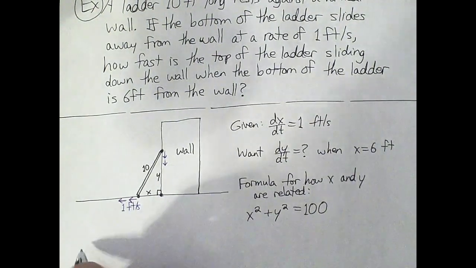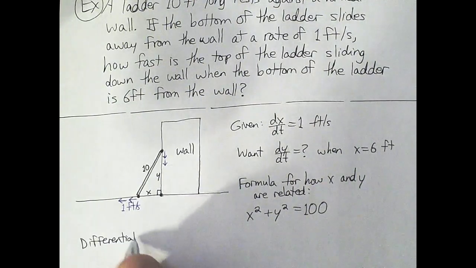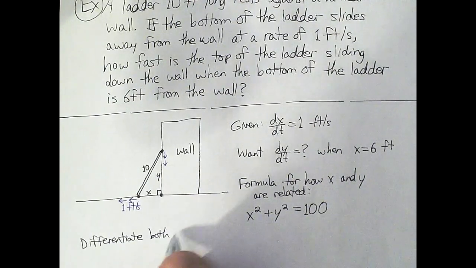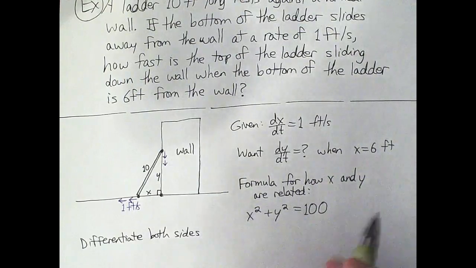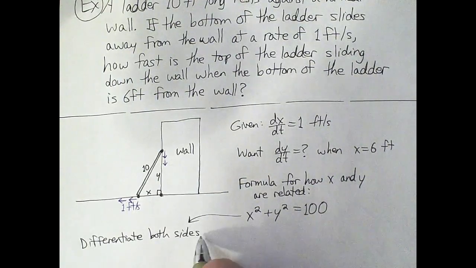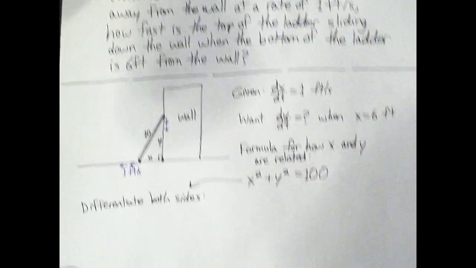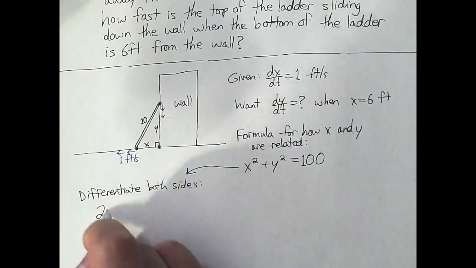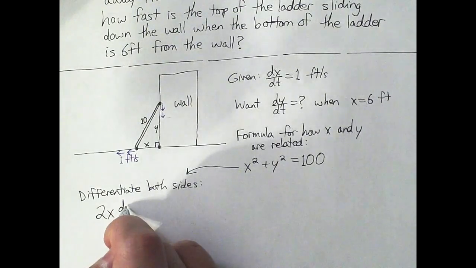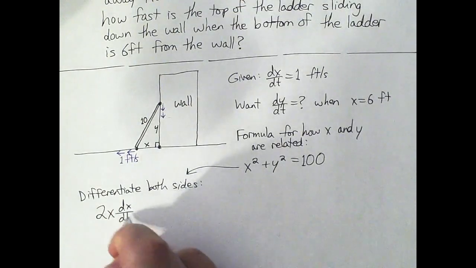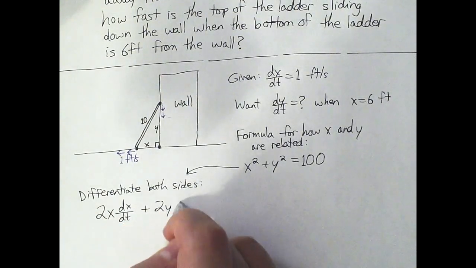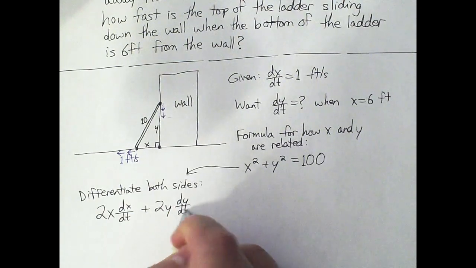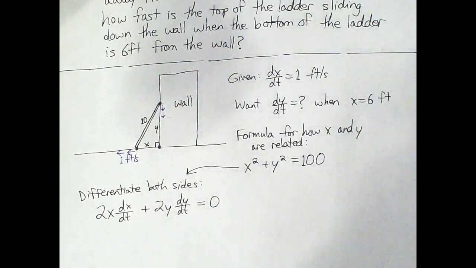So that's good. Let's differentiate both sides. We're taking that formula and doing d dt of both sides. When I do d dt of the left, I get 2x dx dt plus 2y dy dt equals 0.